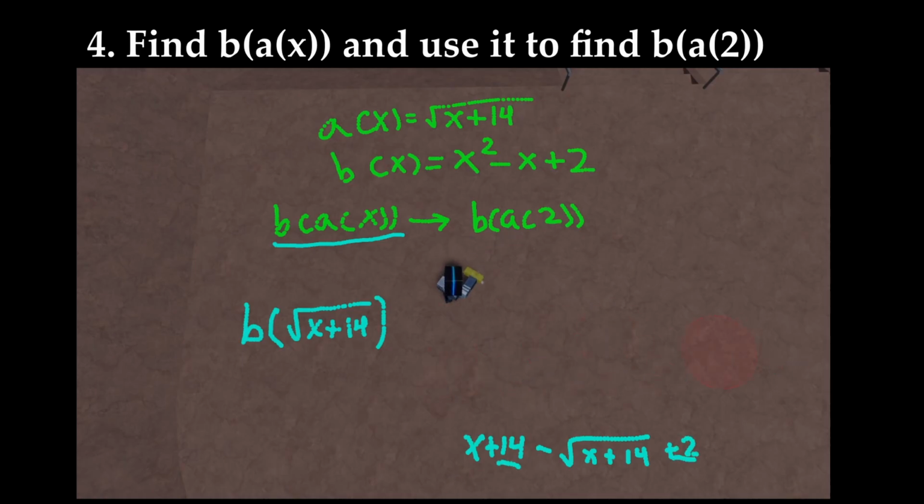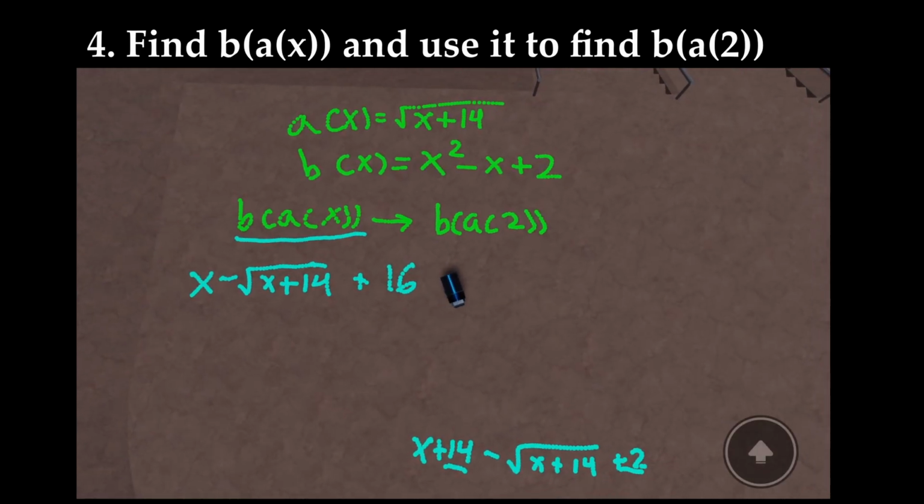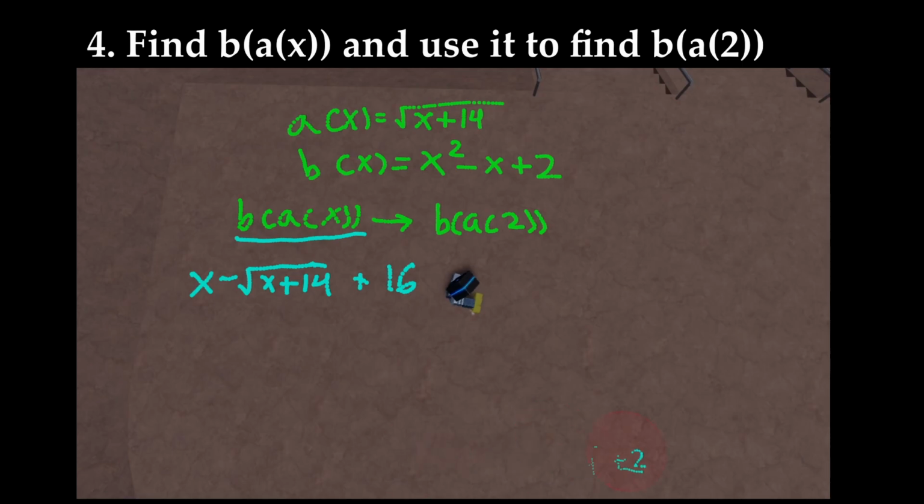So let me just write down what b of a of x ends up being. We're going to have x, and then we're going to have minus the square root of x plus 14. And then I said the 14 and the 2 will make 16 for us. So plus 16 on the outside. Let me step out of the way. And that's it. We have found b of a of x. We found the function. It's this function over here.